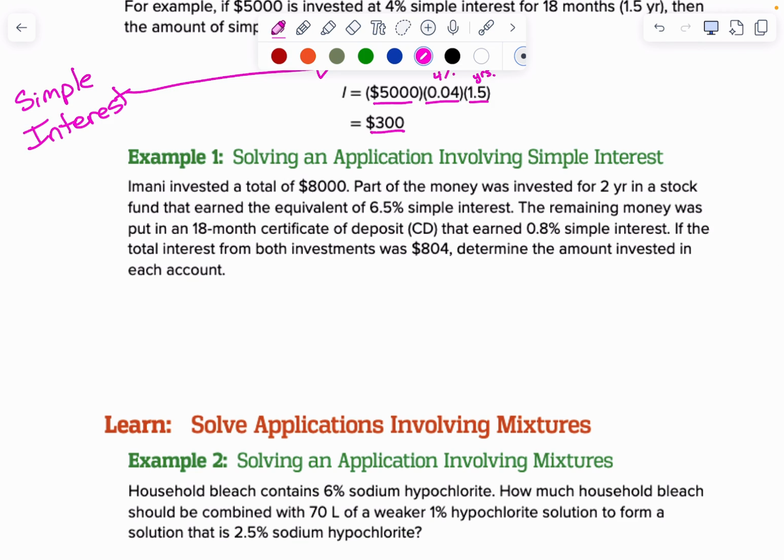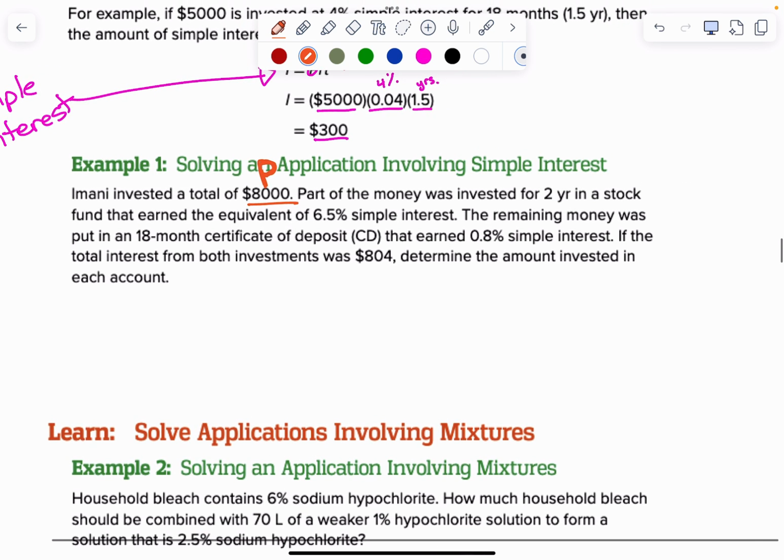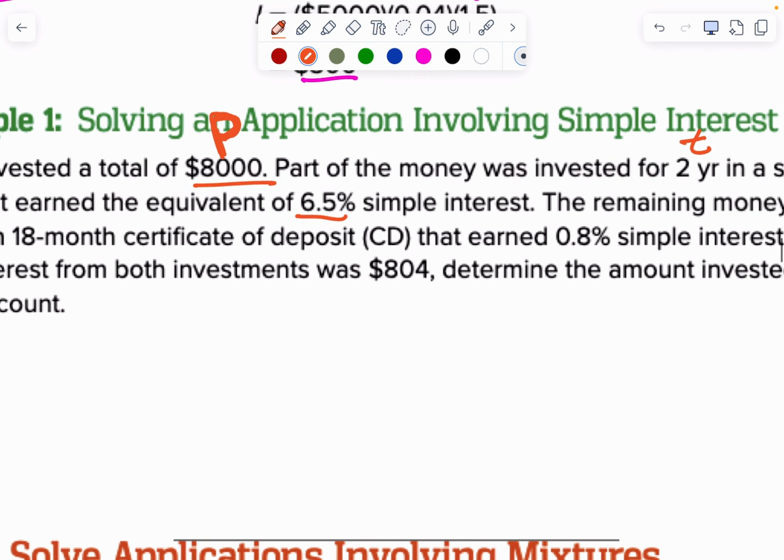All right, example 1, let's pull stuff out. Imani, I think I pronounced that right, invested 8,000. What is 8,000? Principal. That's the principal that I put in, right? Okay, so I'm going to put a big P there. And it was invested for 2 years. That is time. In a stock fund that earns 6.5% simple interest, that is your rate. But I'm going to put it as a decimal. What's 6.5%? 0.065. Don't forget the 0 there.